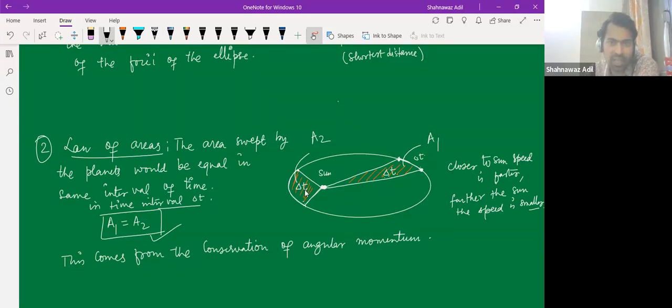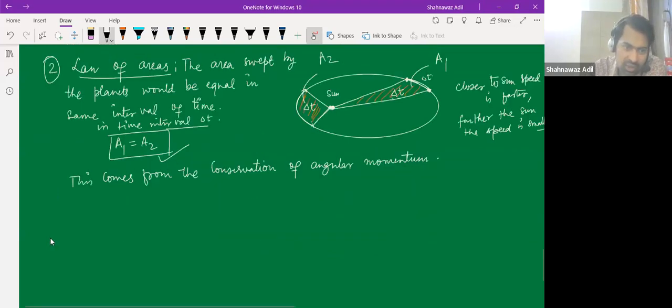Is this part clear, guys? Yes, sir. So in here, it will quickly move from this point to this point, and in here it will move slowly from this point to this point. The time would be the same, only the speed will change. So that is the law of areas.